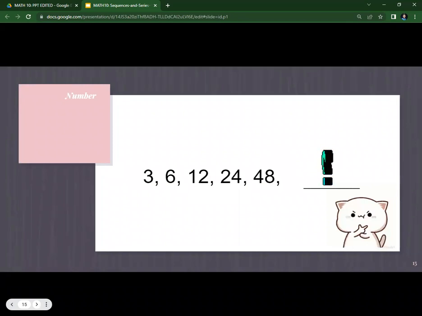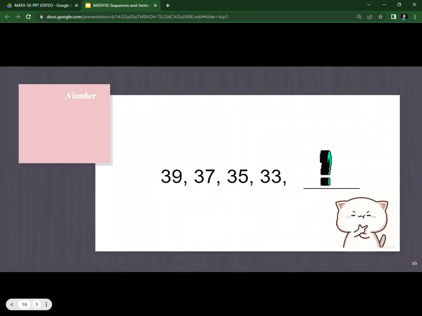Next, we have here 3, 6, 12, 24, and 48. What's the next number? Very good. It is 96 because we multiply it by 2. Okay, that is the pattern.